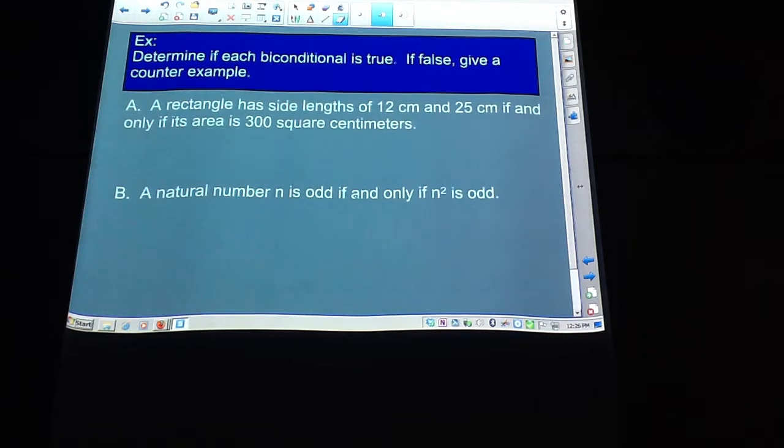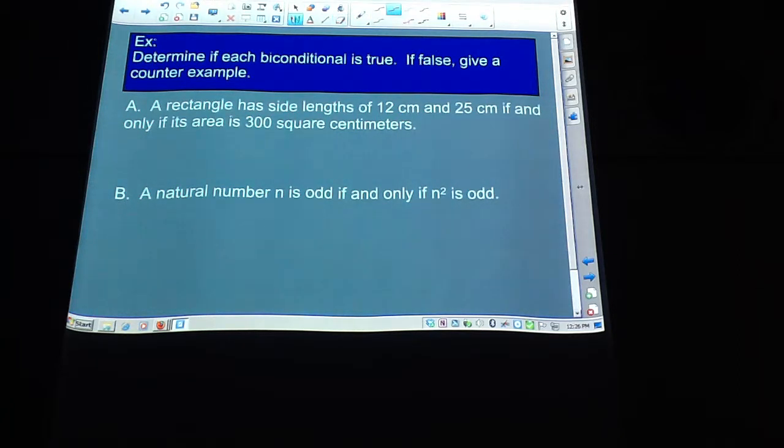This is Mr. Lane on Section 2.4, Part B, or Part number 2. We had just got done talking about one example of a counterexample for a biconditional statement. We just did Part A here, so we want to pick up on Part B here, which is: a natural number n is odd if and only if n squared is odd.